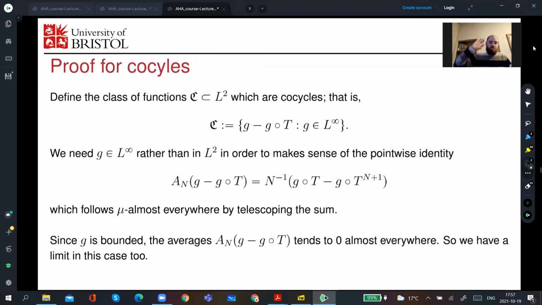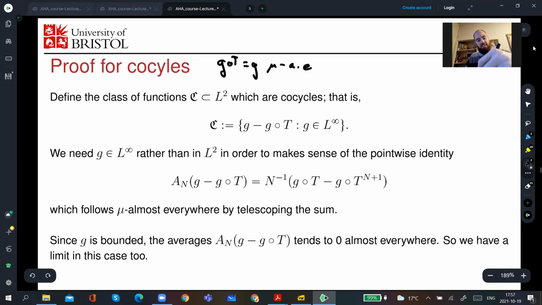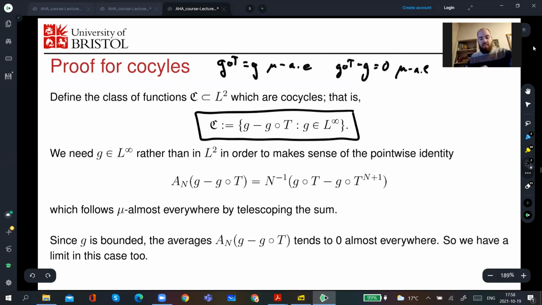Let's consider a case that's pretty different from that. That's the case of cocycles. Before, we had the invariant ones, where we said g composed with T is equal to g almost everywhere. That's the same as saying g composed with T minus g is 0 mu almost everywhere. But now we're going to look at any function g and then subtract off what happens when we apply T to it. This is a cocycle because I've taken a difference in the orbits.